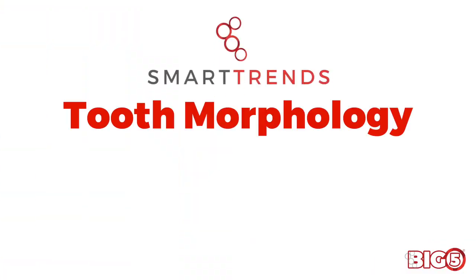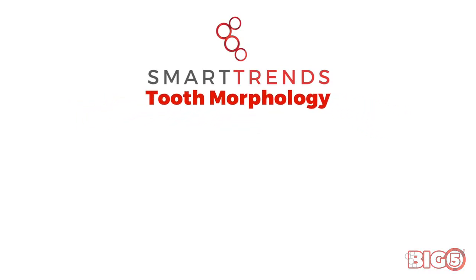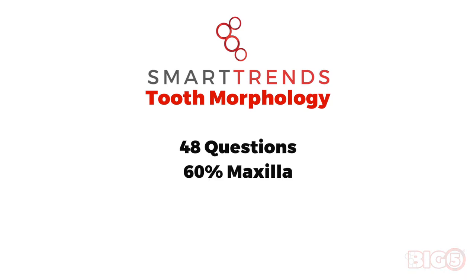Remember, there's 100 questions in all of Dental Anatomy and Occlusion. Let's focus in on tooth morphology right now. Take a look at this visual with me. I'm really excited because I've done a lot of work for you here, and it's awesome to see how things have played out. We can look at 48 questions that we know are going to be on this section. About 60% of them are on the maxilla, and about the other 40% are on the mandible.